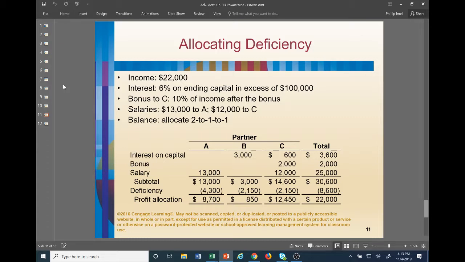So to illustrate these alternatives, assume the same information that was just used in the previous example for the ABC partnership, except now the partnership income is only $22,000 as opposed to $33,000. The income of $22,000 is divided by using the first alternative.